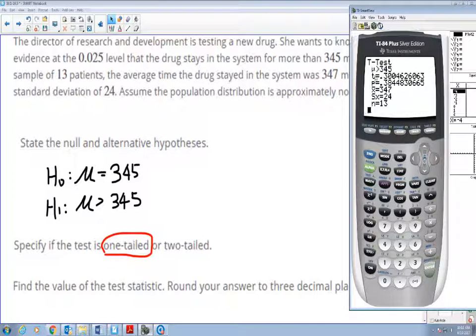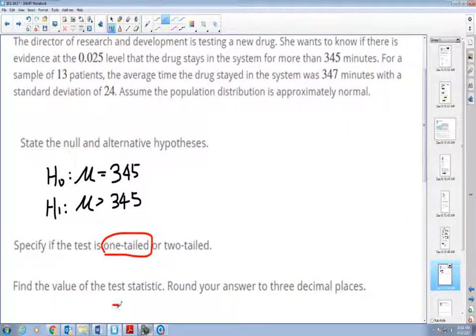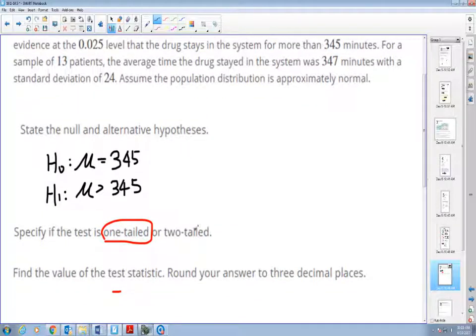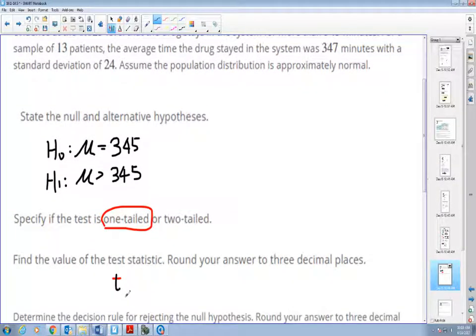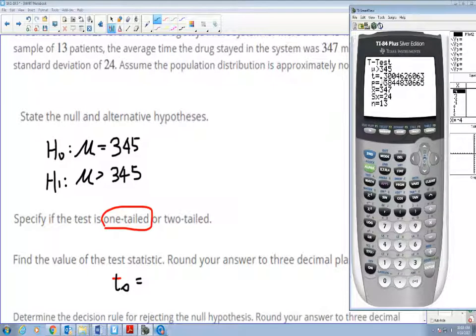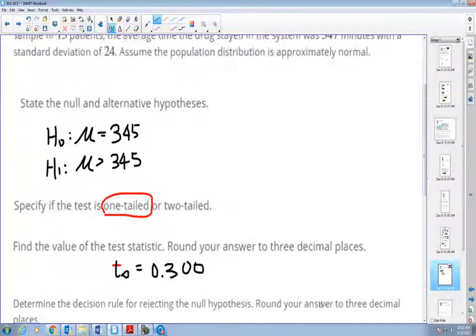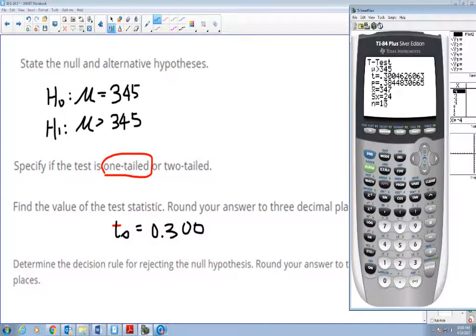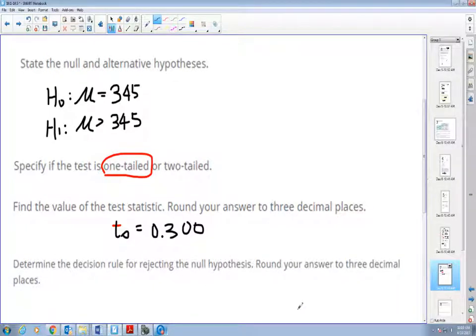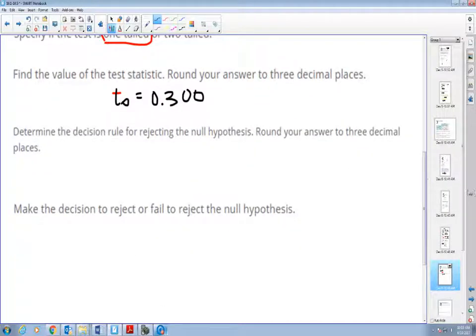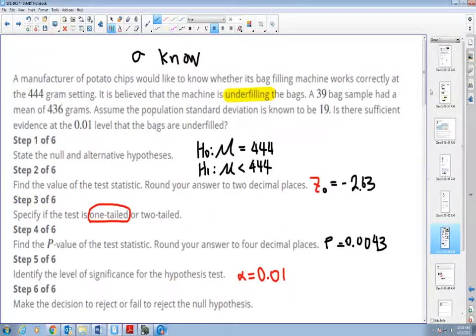This T, rather than Z, is actually my test statistic. We're going to three decimal places. So my test statistic T is 0.300. I got my P right here, 0.3844, but the problem doesn't ask for it. So determine the decision rule for rejecting. Before we do that, let's draw our picture. This is a right tail test.